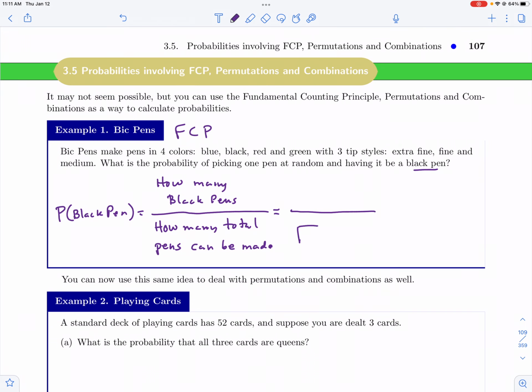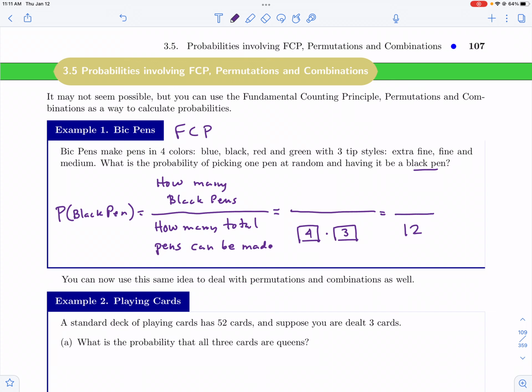So I'm going to go ahead and use my little box method here and draw my 2 boxes. Since I had 4 colors available, my first box I can put down the number 4. And my second box is the number of tip styles. So I have 3 of those available. So 4 times 3 is going to give me a bottom number of 12.